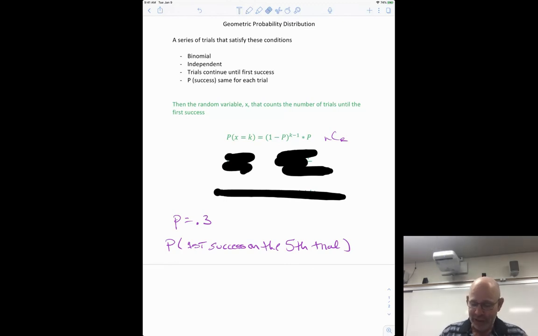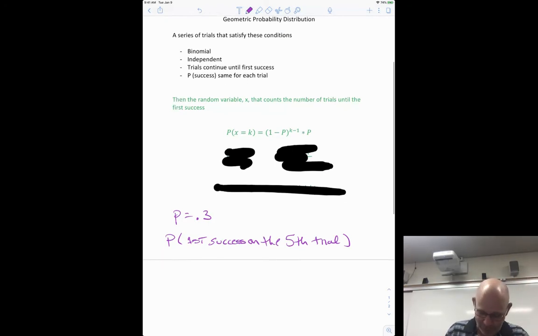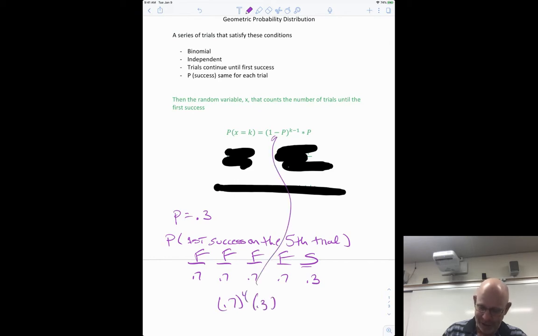The reason there's no n choose r this time is because there's no rearranging. In the binomial, we could rearrange how to get those 3 heads. In this case, first success on the 5th trial means 1, 2, 3, 4, 5: we fail, we fail, we fail, we fail, and then we succeed. It's the only way for it to happen. So this would be 0.7, 0.7, 0.7, 0.7, 0.3, or 0.7 to the 4th times 0.3. This is the formula you see here, right?